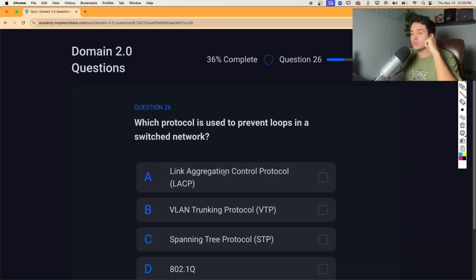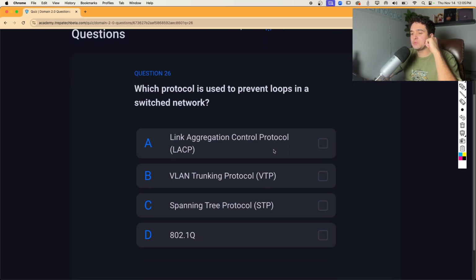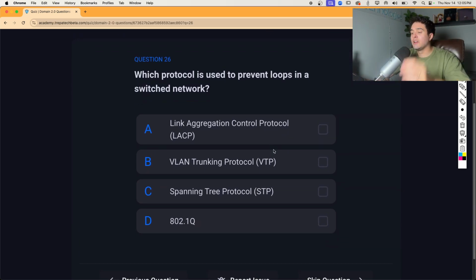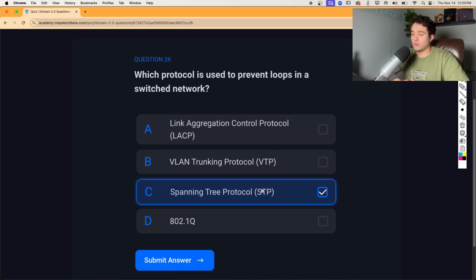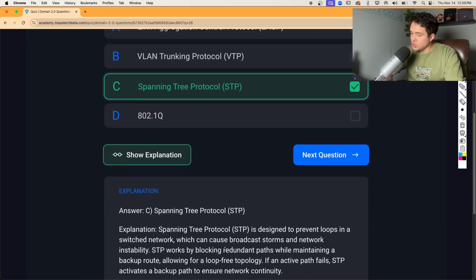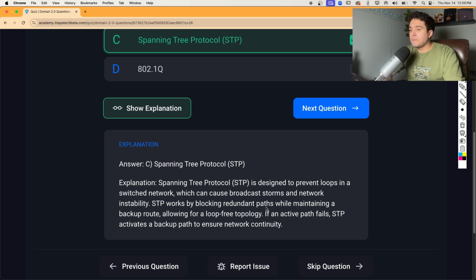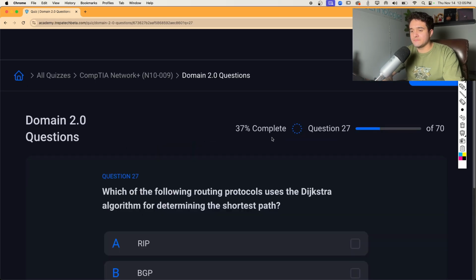Question 26. Which protocol is used to prevent loops in a switch network? That's Spanning Tree Protocol. To prevent those broadcast storms or switching loops, we use spanning tree, which is automatic on switches that send BPDUs to each other that determine a root bridge, and then switches from there determine root ports and elect a discarding port that prevents the loops. Go ahead and pause the video if you'd like to read the explanation.